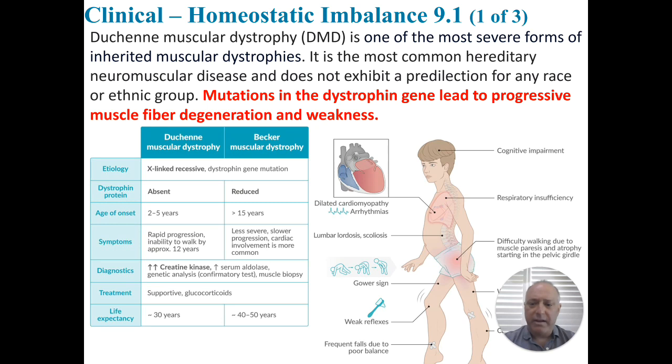which is not as severe as Duchenne, but both of them involve the dystrophin protein, which I'm not going to show. But dystrophin is necessary to transduce the force, and so you really cannot get adequate contraction. It affects not only the skeletal muscles, but the cardiac muscles, leading to dilated cardiomyopathies and arrhythmias.